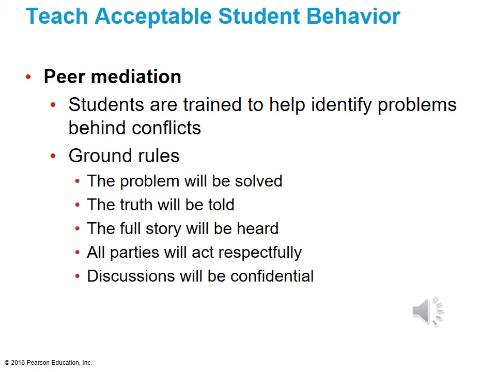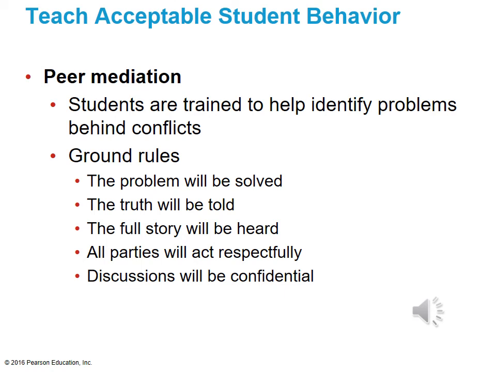So there's two parts of the mediation process: establishing ground rules and following the steps of mediation. So what are the ground rules as you see here? The problem will be solved. The students, both parties, need to understand that the problem is going to be solved before they leave there. And they need to understand the truth will be told. They must agree to tell the truth regardless of the effect on the situation.